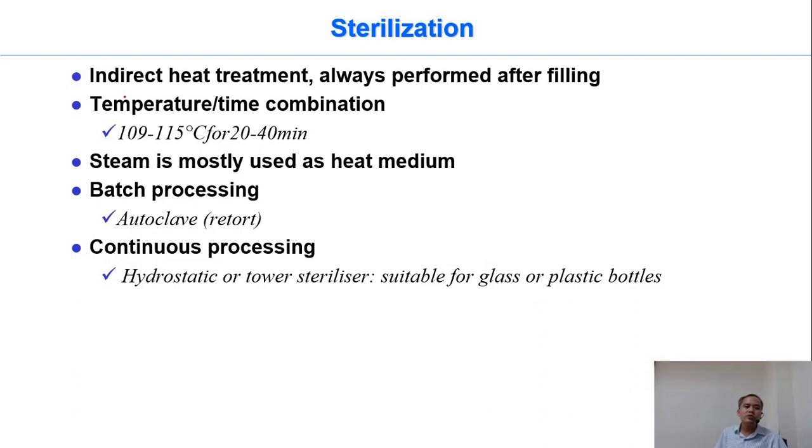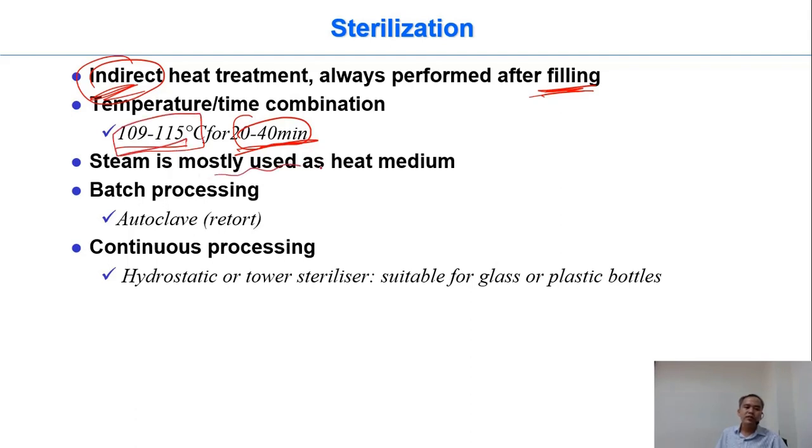Sterilization is also an indirect heat treatment. This is applied after filling. The temperature and time combination is 109 to 115 degrees C for 20 to 40 minutes. Because you do it after filling, after you put milk in the cans, in the box and so on, you need a long time for the heat treatment. And then you do it at low temperature. This is already low for sterilization.